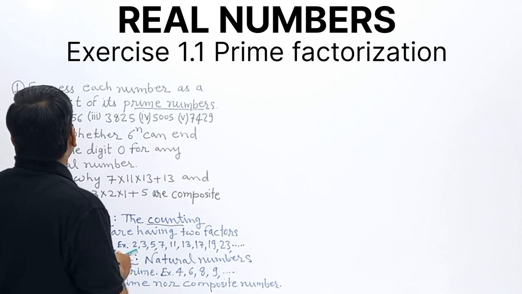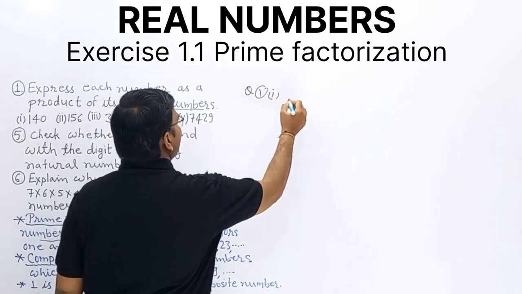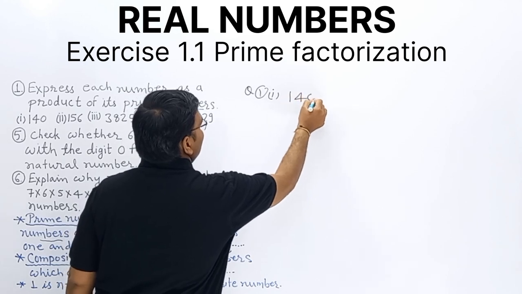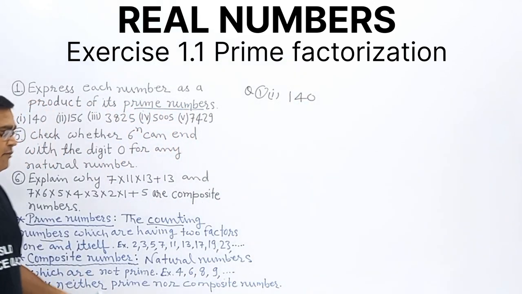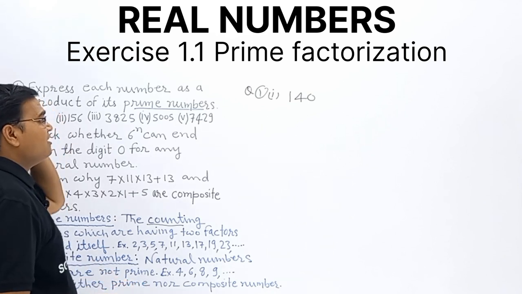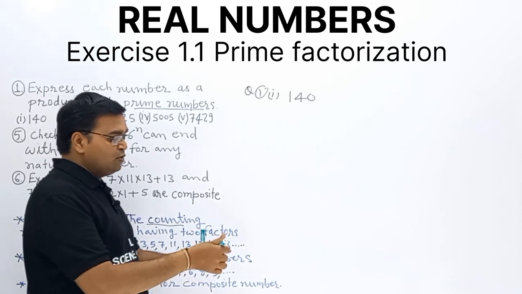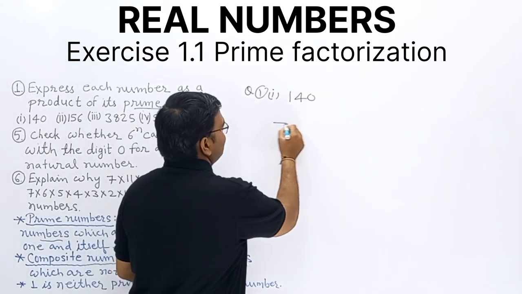What is the number? Question number first, the first one is 140. I want its prime factors. So I will do it using the long division method.